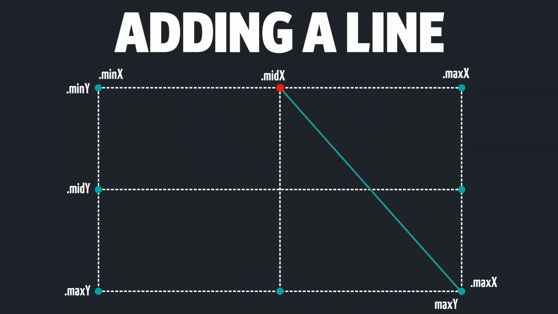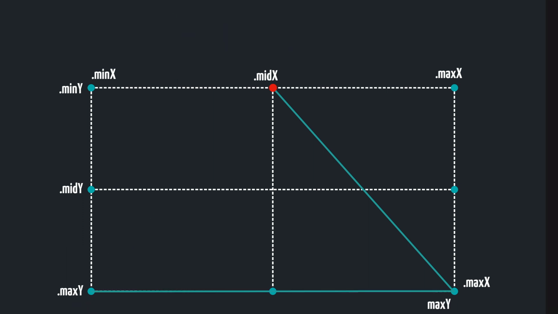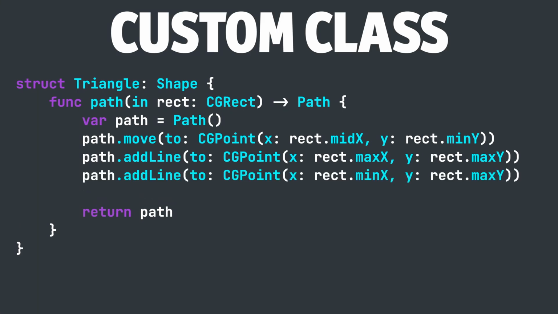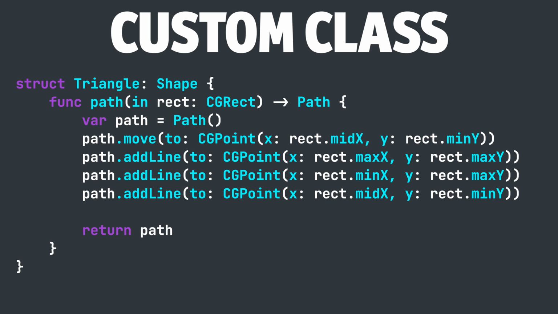Next, we need to move the line from the bottom right corner to the bottom left corner, which is minX and maxY. Let's add this line next. Our line has now been added. We can finish the path and shape by drawing a line back to our starting point. We started at midX and minY, so let's add that line. Our first custom shape is complete.